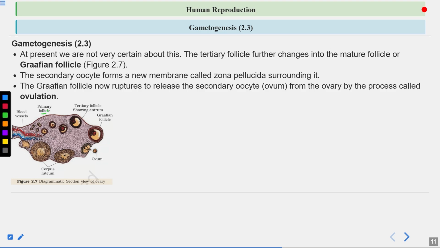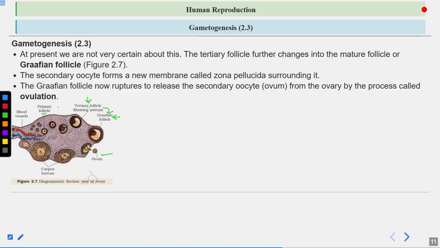The primary follicle transforms into a secondary follicle, then into a tertiary follicle, which is characterized by the presence of an antrum. The tertiary follicle will transform into a mature follicle, also known as a Graafian follicle. And again, the primary oocyte within the tertiary follicle will complete its first meiotic division to form the secondary oocyte. Secondary oocyte is present in the Graafian follicle. Now this Graafian follicle will rupture due to an LH surge, and when it ruptures, it will release the secondary oocyte.